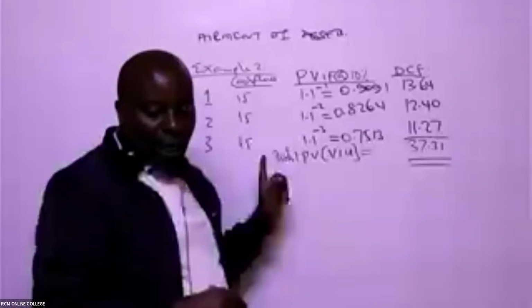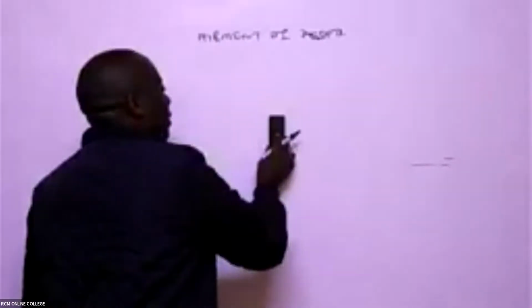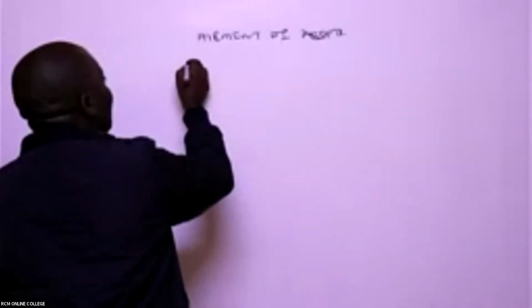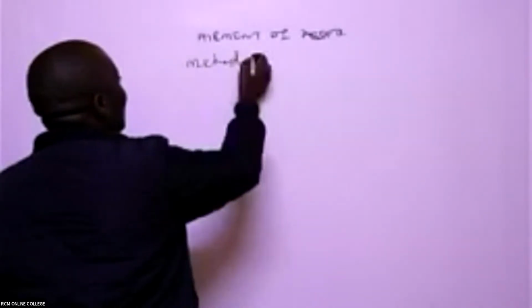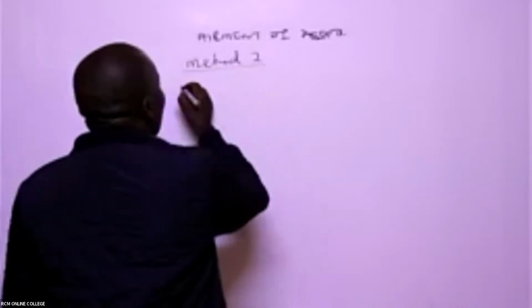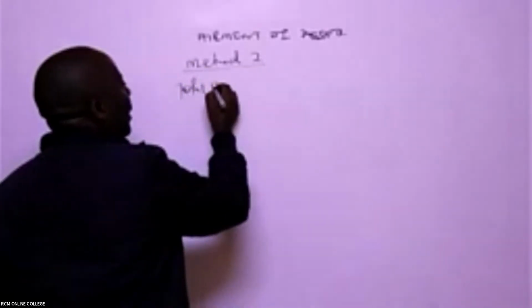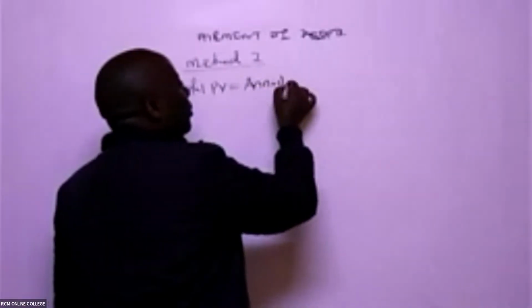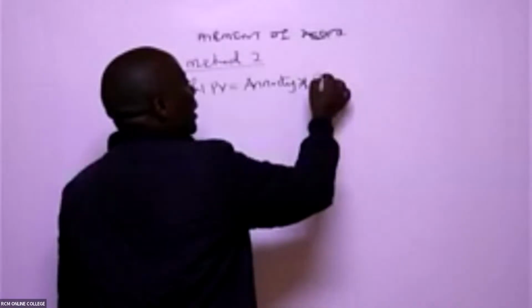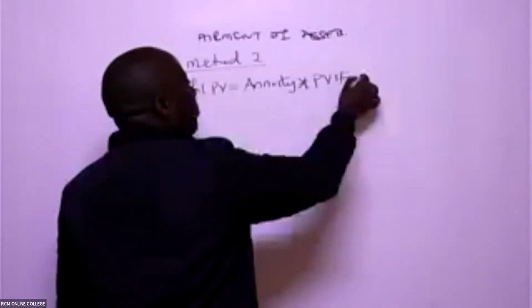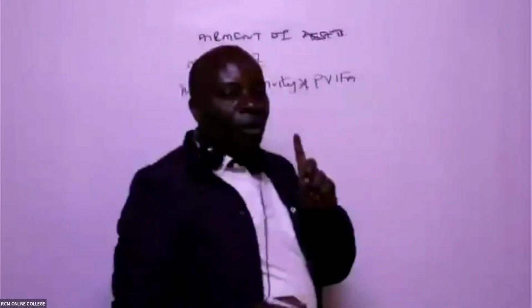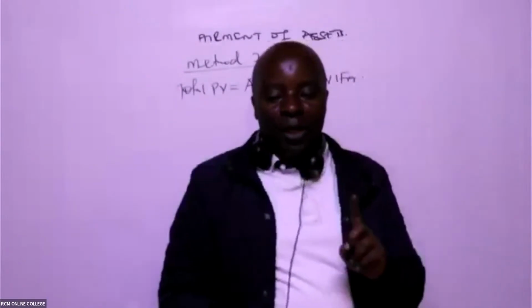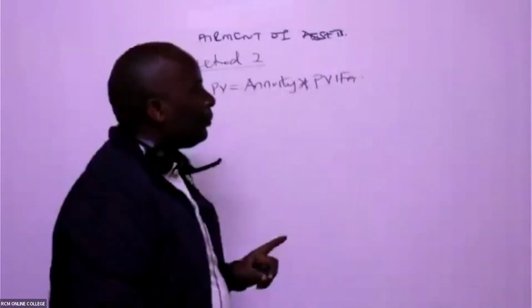Can't use this fact where they told us, ladies and gentlemen, that for us to be able to get, in this case, method two, that whenever we have an annuity, simply take that one annuity amount, like now 15, and then multiply it with what we call the PVIFA.